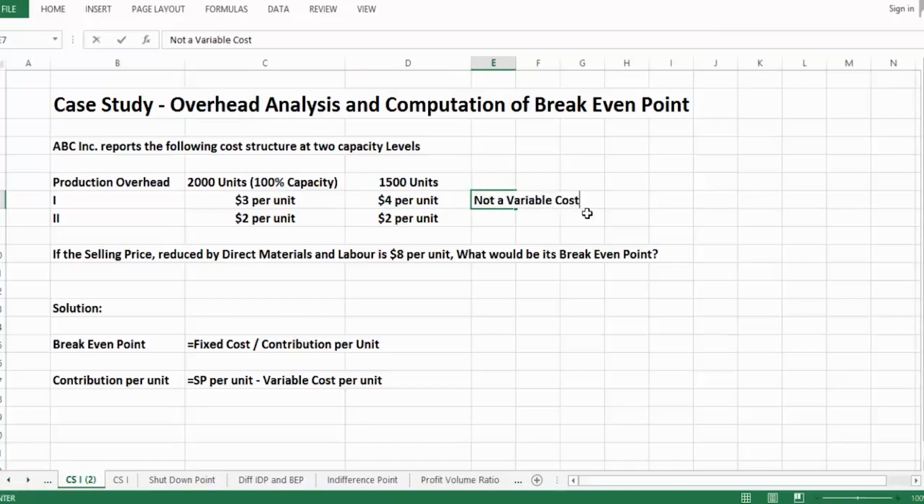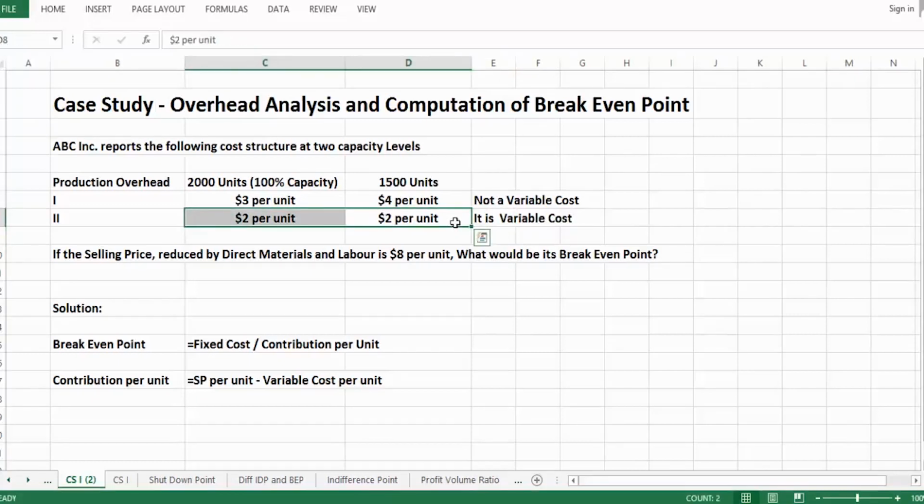So what is variable cost? Variable cost is something where variable cost per unit will be constant. So look at your production overhead number 2. When your production is 2000 units, the variable cost per unit is $2 per unit, and even when it is 1500 units, it is still $2 per unit. So it is variable cost. So now you have the variable cost information, which is $2 per unit, and you also have selling price information, which is $8 per unit. So let's find what is the contribution per unit.